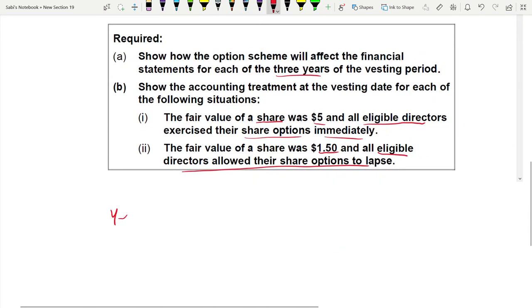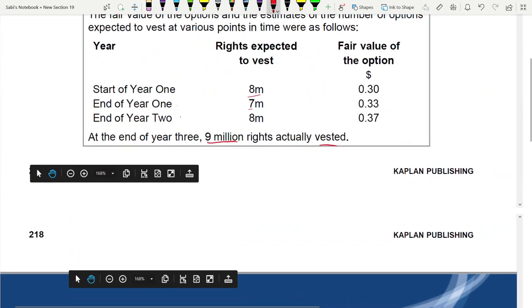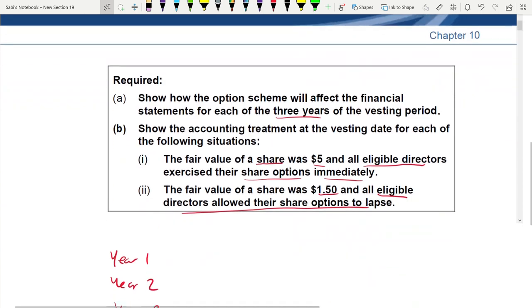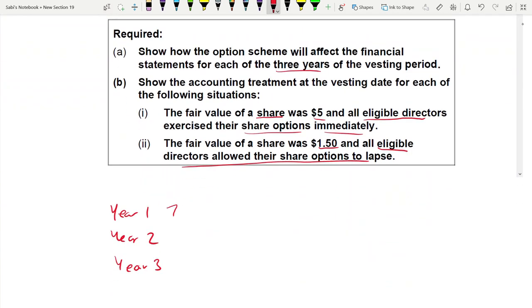It was for year 1, year 2 and year 3. Okay. So year 1, you have to take the end of year 1, not 8. Because this is the starting of year 1. You have to take the end of year 1. 7, 8 and 9. So here, 7 million, 8 million, 9 million. Okay. Remember, it is equity settled.